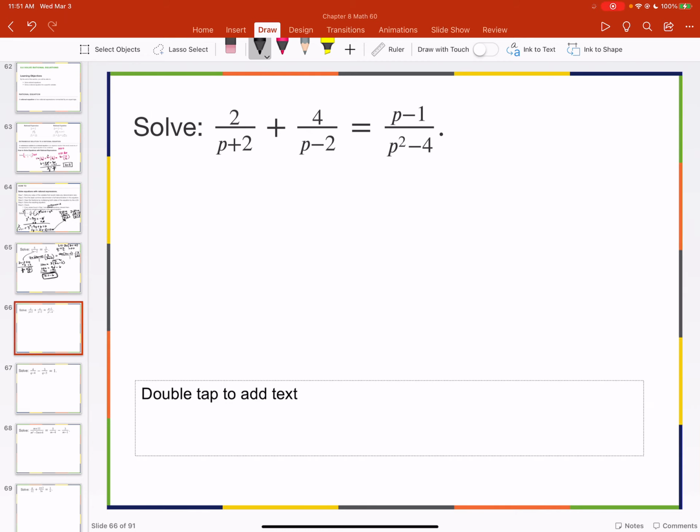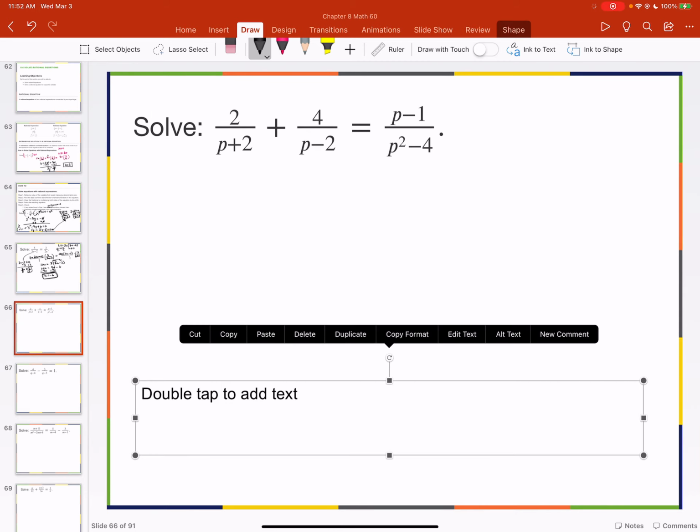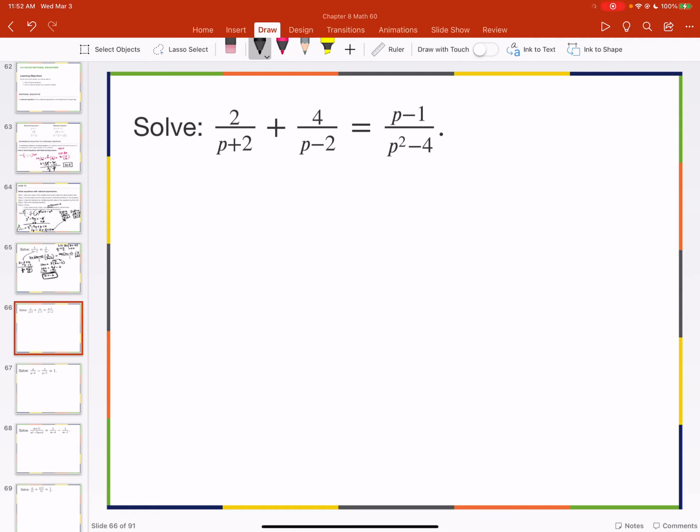Okay, cool. So now here, what is the LCD? So the LCD is p minus 2, p plus 2, because this one has both, right? So what we need to do now is figure out what's missing. Or just multiply, sorry, just multiply everything by the LCD.